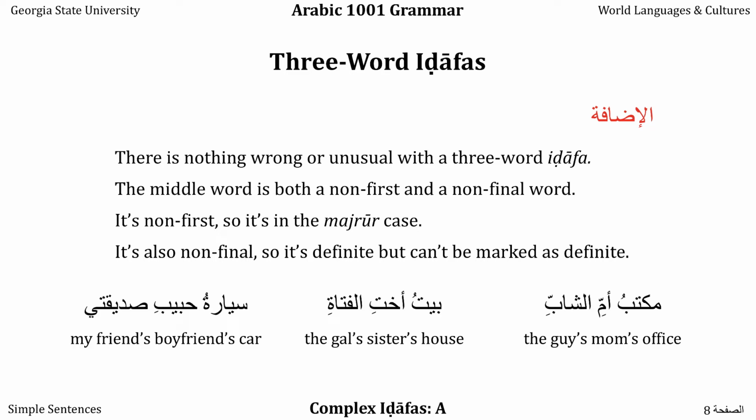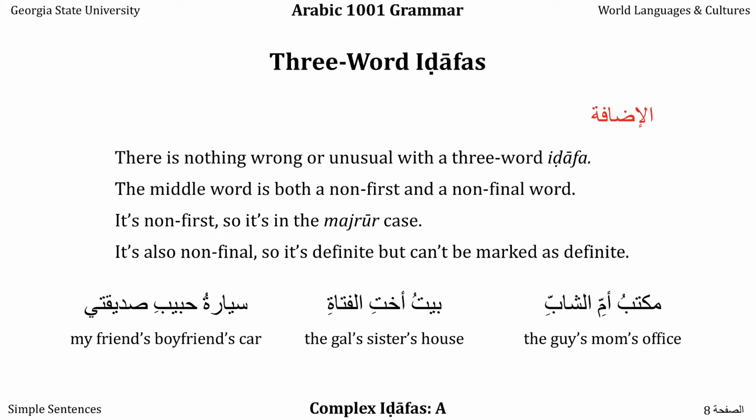So we can say Mektab Shab, the guy's mom's office, literally the office of the mother of the guy, where the middle word, mother, is both definite, which is why it gets a single kasra, which really ought to be directly underneath the shadda, but I can't make PowerPoint do this. And it's also in the majroor case, which is why we get a kasra and not a dhamma.